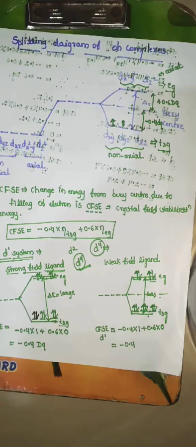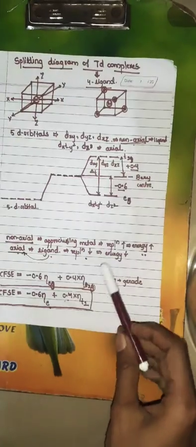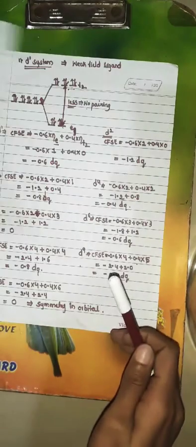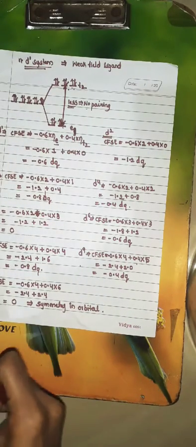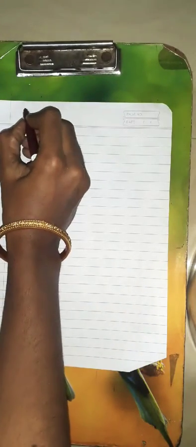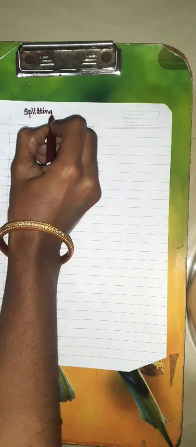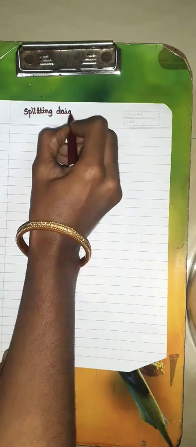Last class we studied the splitting diagram of octahedral complexes and the splitting diagram of tetrahedral complexes. Today we are continuing with the splitting diagram of square planar complexes.